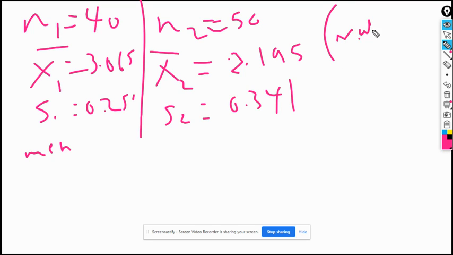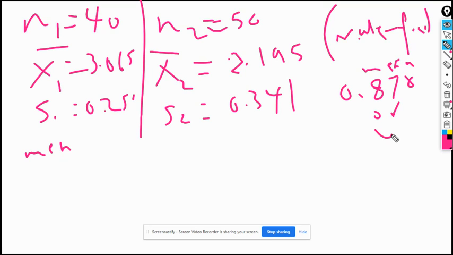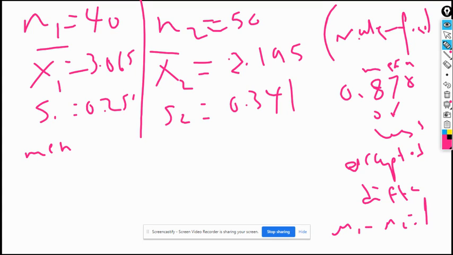Find the probability that the mean GPA found in a sample of this size will yield a difference, male minus female, of mean of 0.870 or less, given the accepted difference, so that's mu1 minus mu2 of 1.